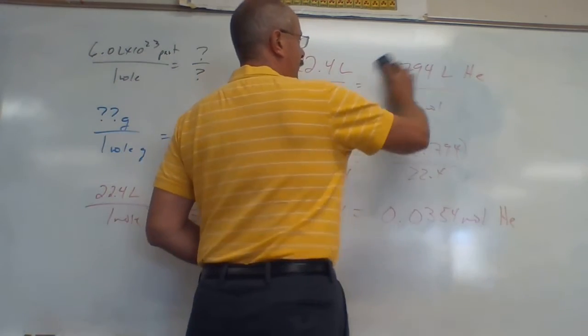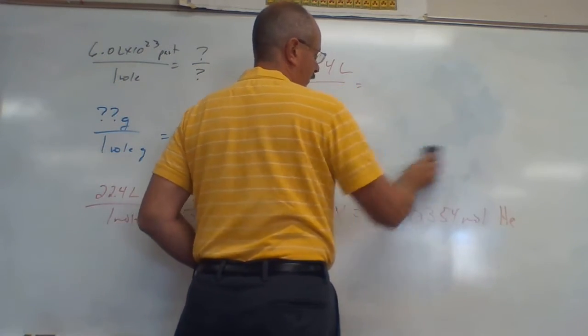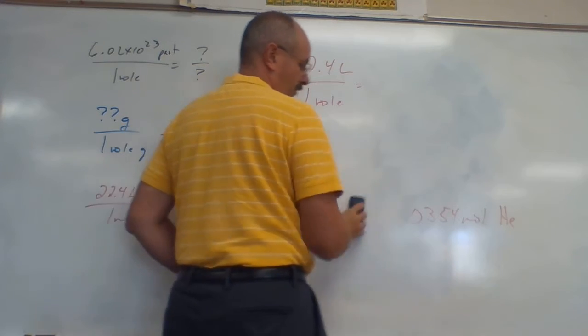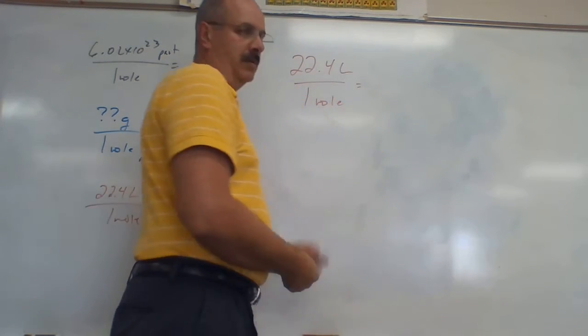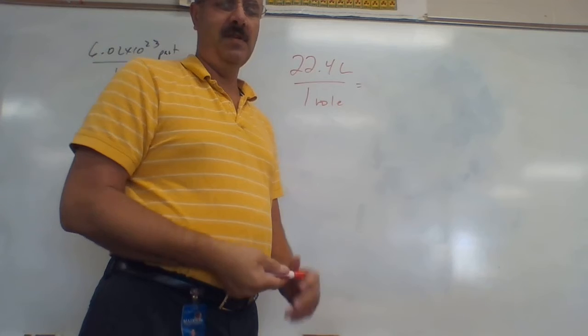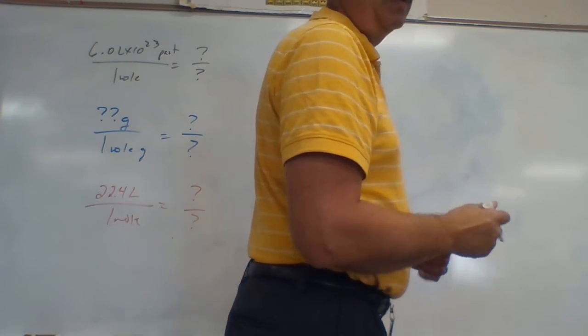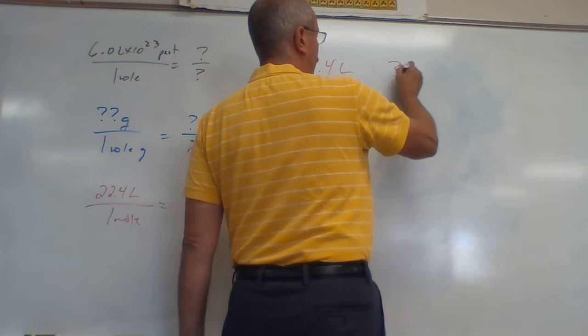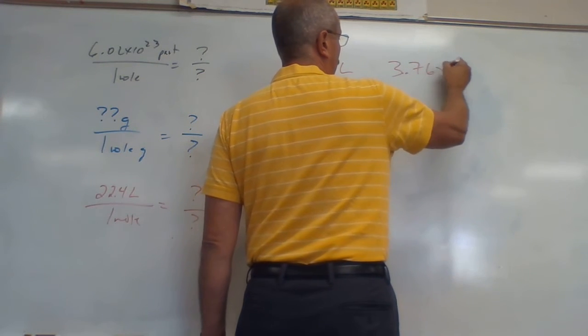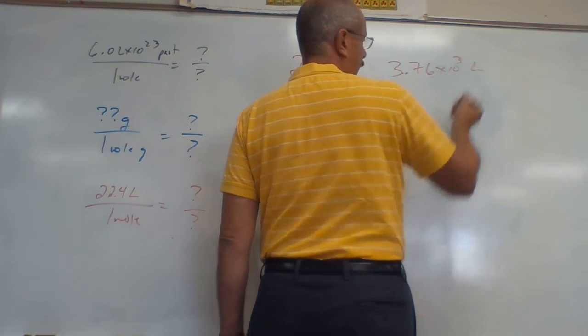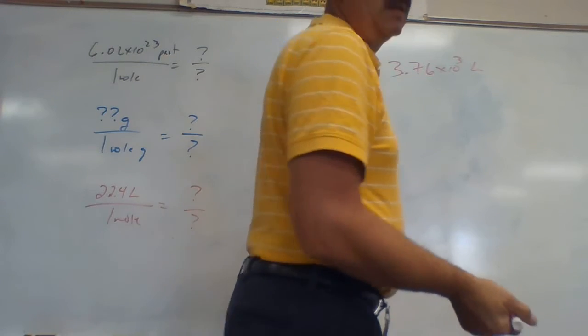All right, let's go to the third one. Hope you notice that these ones are really kind of easy. You don't have any real calculations to do. It's all straightforward. It doesn't matter what the substance is now. All right, third one. They gave us 3.76 times 10 to the third liters of what stuff?